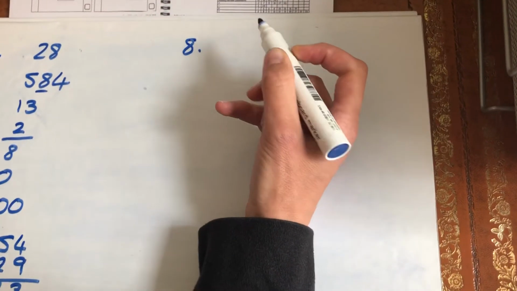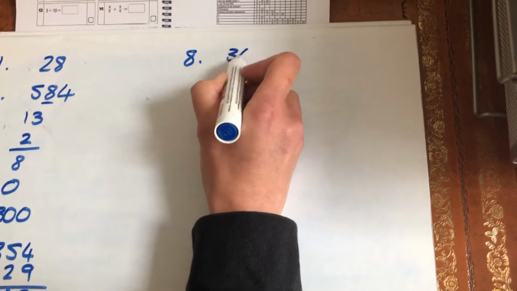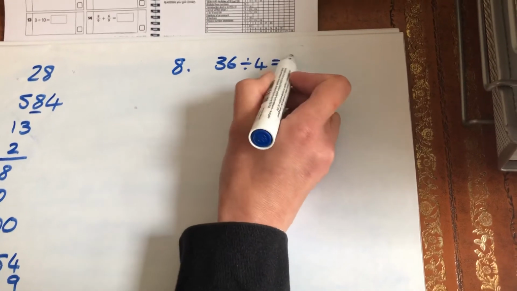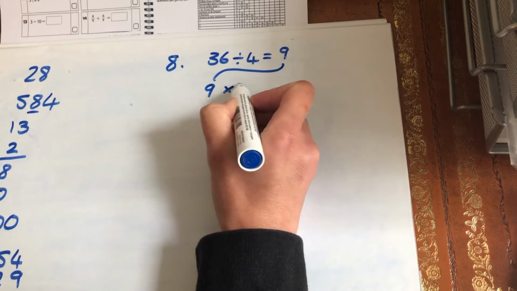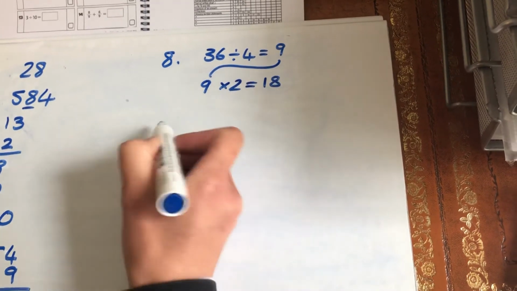Question 8, 2 quarters of 36. Step 1, divide by the bottom. 36 divided by 4 equals 9. Bring my answer down and times by the top. 9 times 2 equals 18.